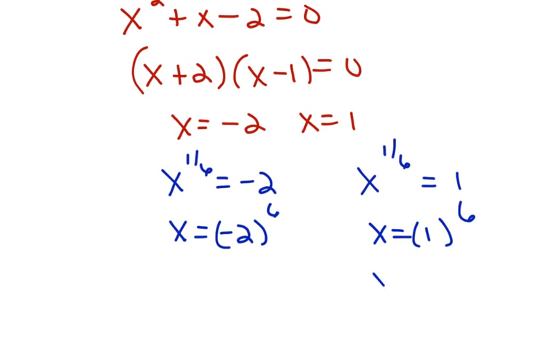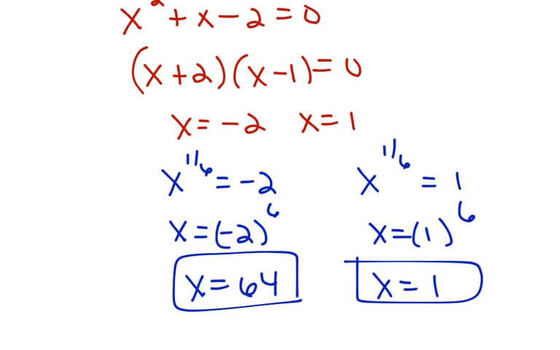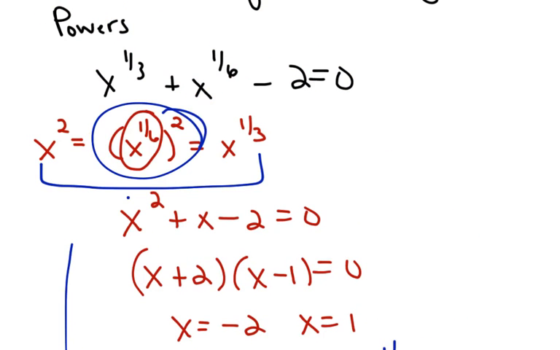Well, 1 to the 6th is easy because it's just 1. Negative 2 to the 6th power is going to be positive 64. And again, if you're not sure if those should be the right answers or not, double check them in the original problem to see if they work.